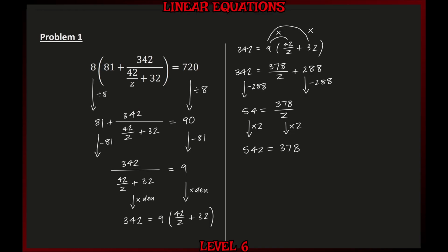Finally, to remove the times 54 from in front of the z, we can divide the left by 54 and also divide the right by 54. And on the left, the times 54 and the divide by 54 cancel out to give us z. And on the right, 378 divided by 54 gives us 7. So our final answer to problem 1 is z is equal to 7.